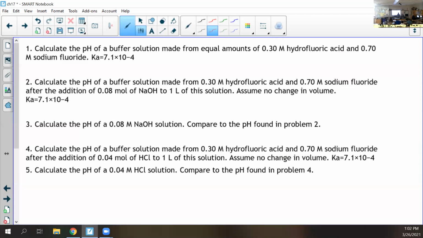Number two, I always use the same thing when it's the same thing as number one. So the number one is just calculating the pH of the buffer. Number two, it's after an addition. Number three, it's just finding it for the strong base and comparing. Yes, that's a yes. Tons of them have multiple, yes, for sure.